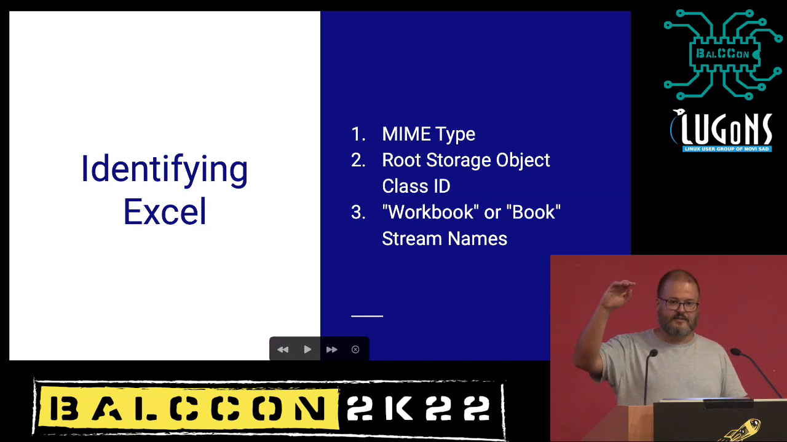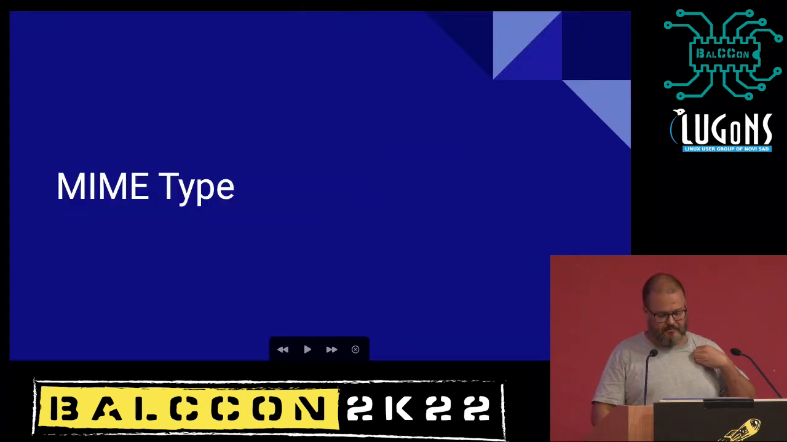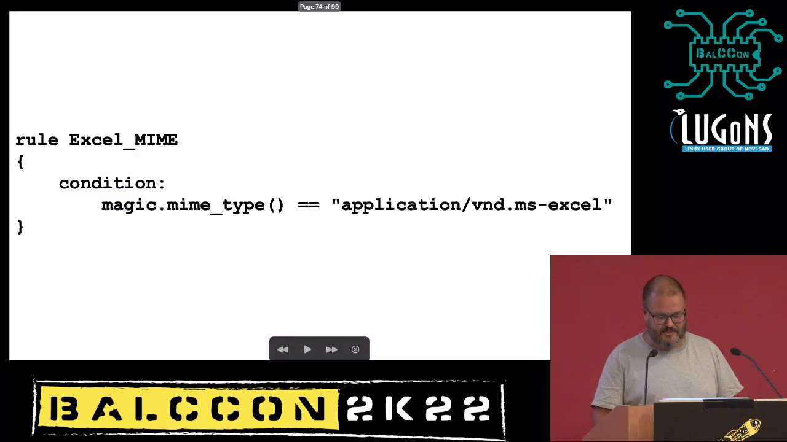So in the root directory, you have the names of the streams. And if the compound file has a stream name of workbook or a stream name of book, these both indicate that the file is Excel. So MIME type, this is like the easy one. You know, duh. Magic MIME type application/vnd.ms-excel, that's an Excel file, okay?